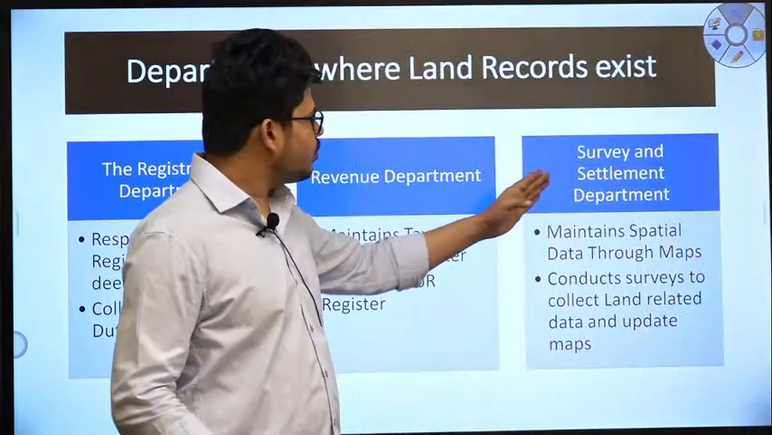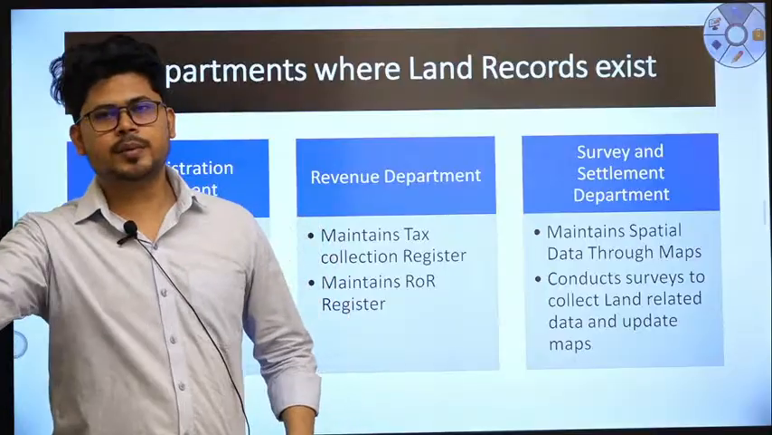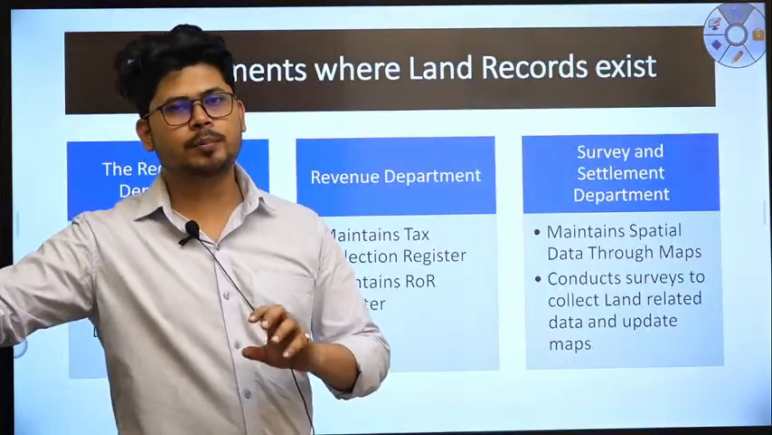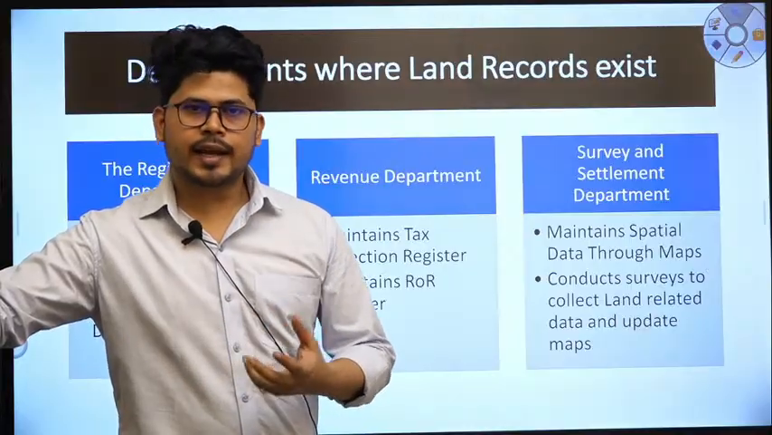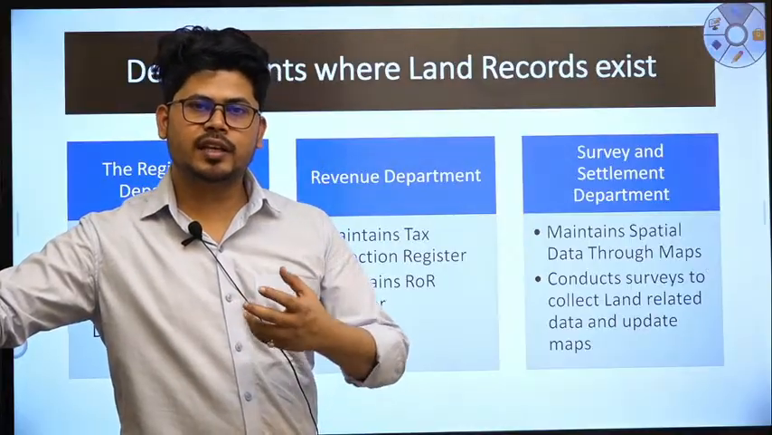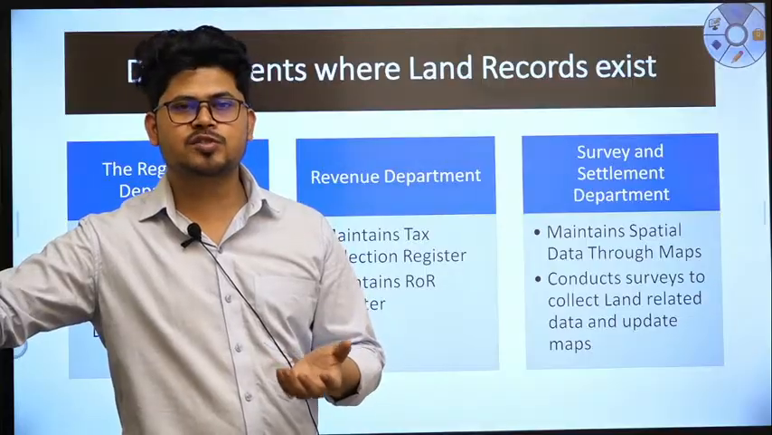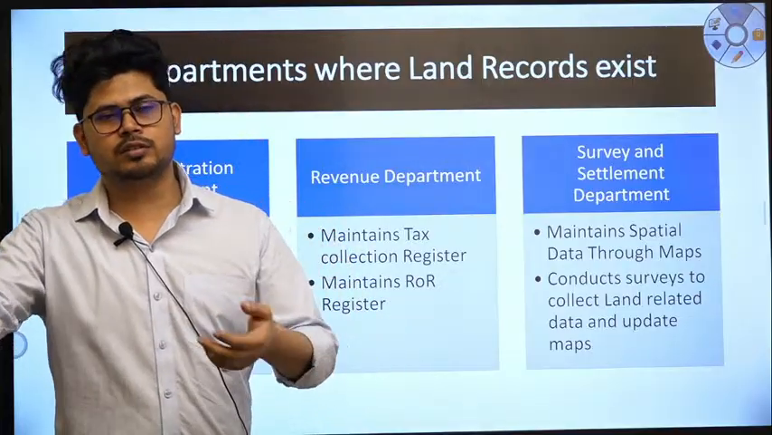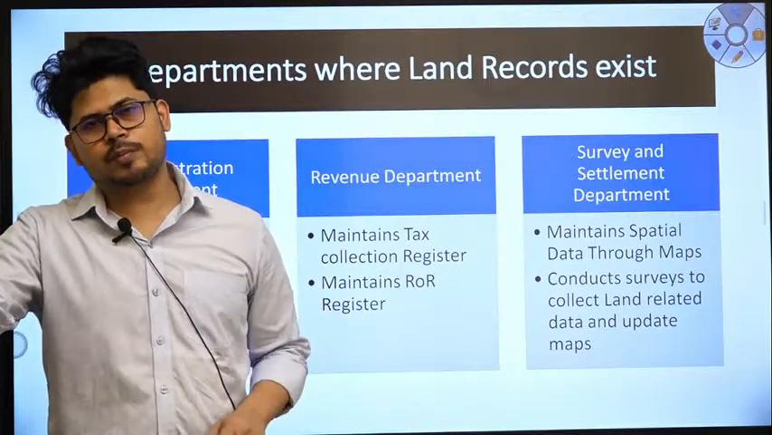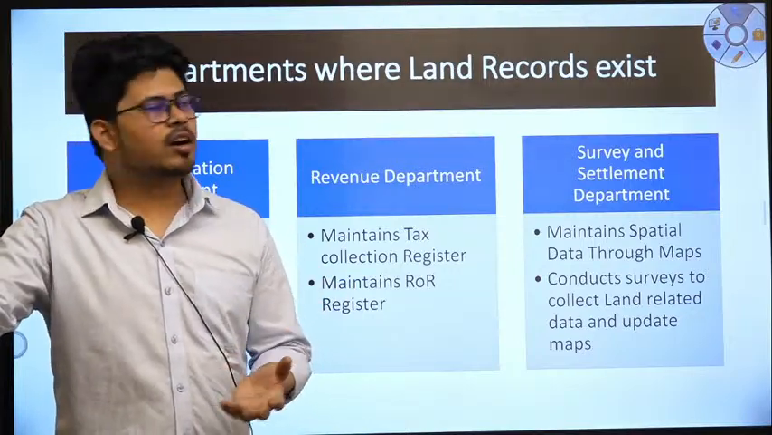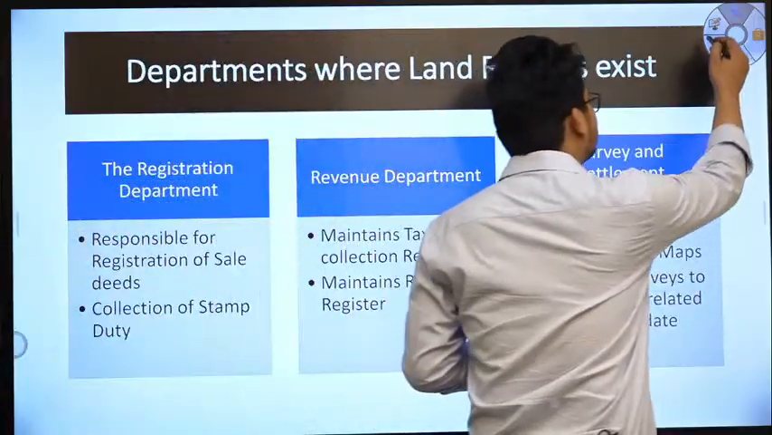And the third one is survey settlement department. Survey and settlement department is the department that prepares maps, cadastral maps. Now what are cadastral maps? Cadastral map is in a revenue or survey department. A cadastral map is a very different thing from the geographical map that we see, and it is also similar to the geographical map that we see in the sense that a cadastral map contains the details of the property.